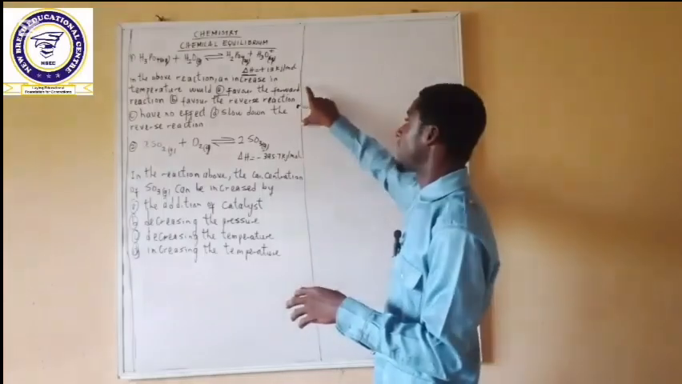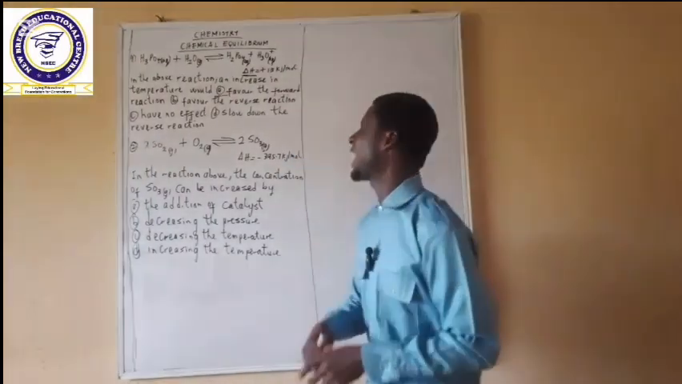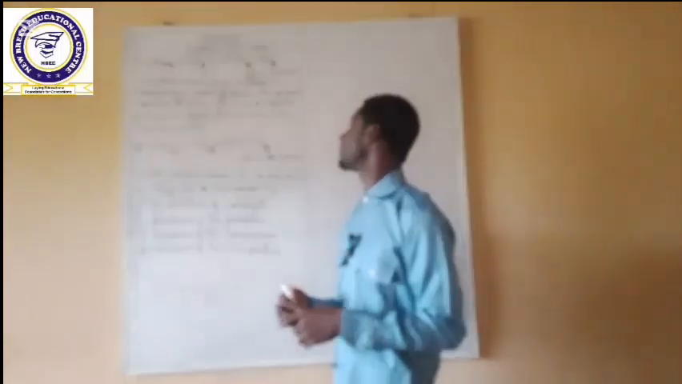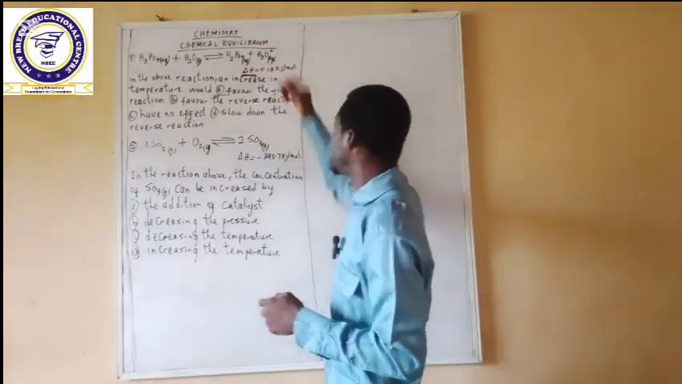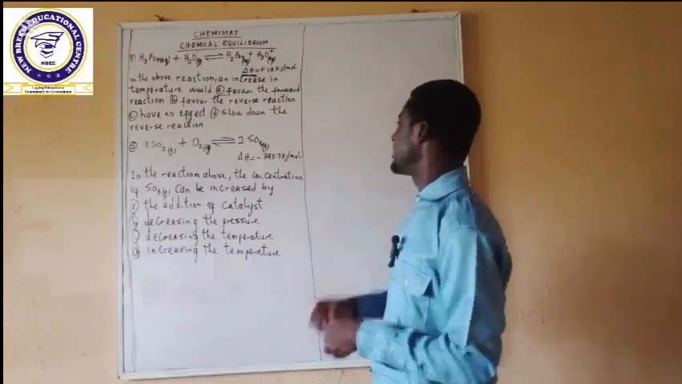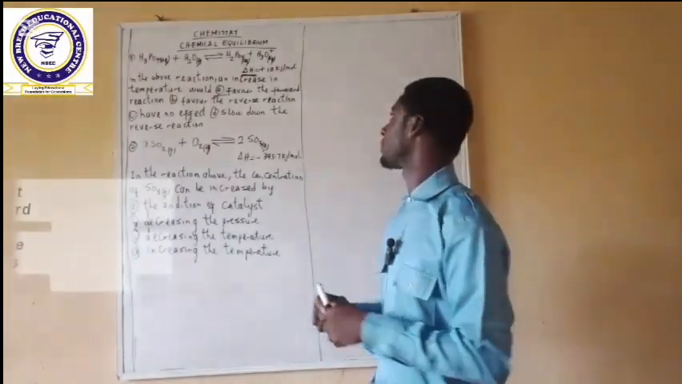This question that I want to look at is talking about the effect of temperature on this system and how this system maintains its equilibrium. To answer this question, we have to first look at this delta H. This delta H is positive. It means that the system is operating under endothermic condition.